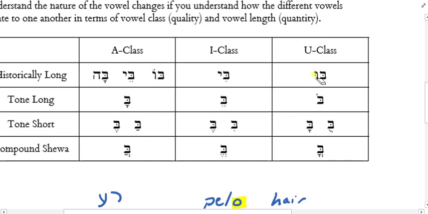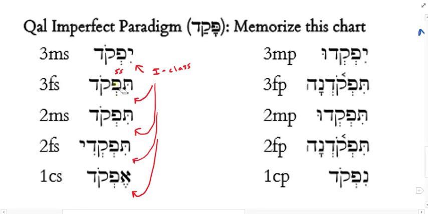Here, let me go back to our historic vowel chart. I've got all my historically longs along the top, tone longs, tone shorts, and then my compound Shivas. Notice among my I-class I have a segol and a Kirik as a possibility for short I-class. So going back to the paradigm, they're all short I-class with a silent Shiva under root 1 in every case. So it's Yif, Tif, Tif, Tif, Eif, and on the plural side, Yif, Tif, Tif, Tif, Nif. Pretty nifty, huh? So they all begin the same way: Kirik or segol in that Aleph situation, and a silent Shiva.